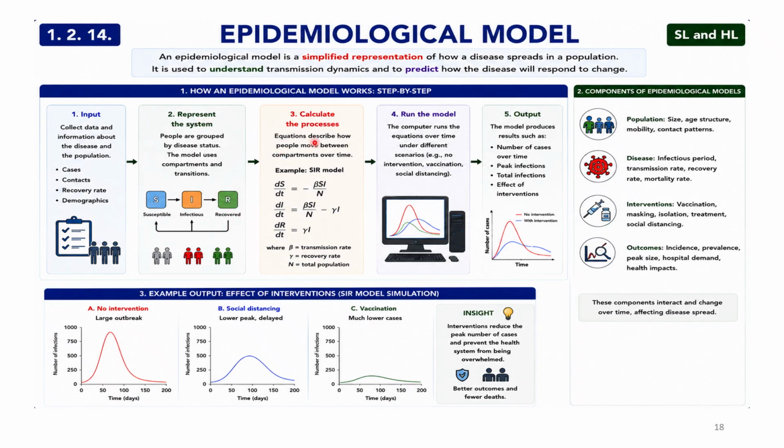Mathematical equations describe how people move between these categories over time, and computer simulations test different scenarios. The outputs predict infection rates, peak outbreaks, and the effectiveness of interventions. For example, without intervention, infections rise rapidly. Measures such as social distancing or vaccination reduce transmission, lower the infection peak, and prevent healthcare systems from becoming overwhelmed. This type of model became particularly important during the COVID-19 pandemic, helping governments plan public health responses, allocate resources, and reduce mortality.